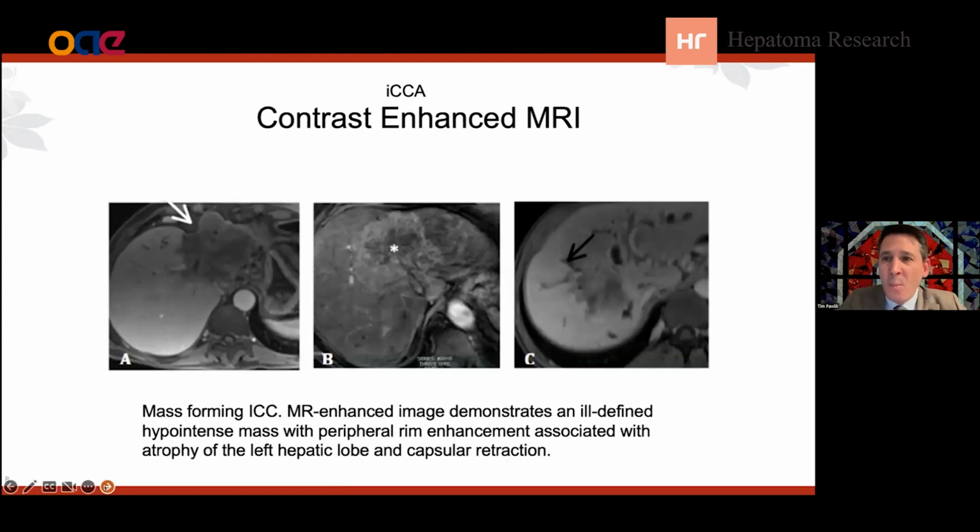We tend to use a lot of MRI here at Ohio State. This would be a classic appearance of an intrahepatic cholangiocarcinoma. You can see in panel A a very hypointense lesion with some capsular retraction. On panel B, in later phases of the MRI, you can see that it starts to enhance and has central necrosis. And then in panel C, you can see that periductal dilatation that I was speaking about earlier on.